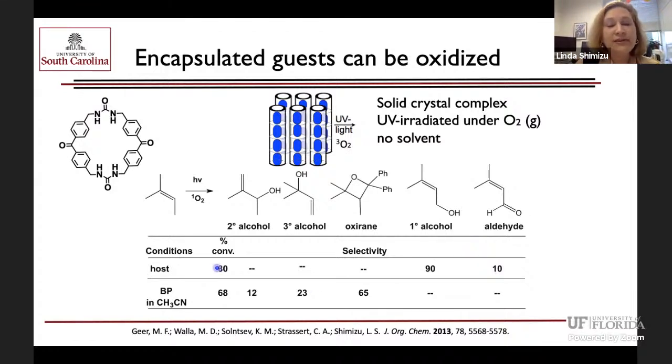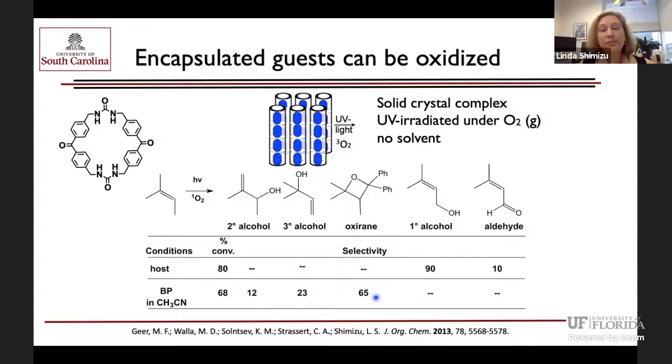So if you just used benzophenone by itself in oxygenated acetonitrile, you would get relatively good conversion, 68%, but you'd get several different products. You'd get the secondary allylic alcohol, the tertiary allylic alcohol, and reaction with benzophenone itself.